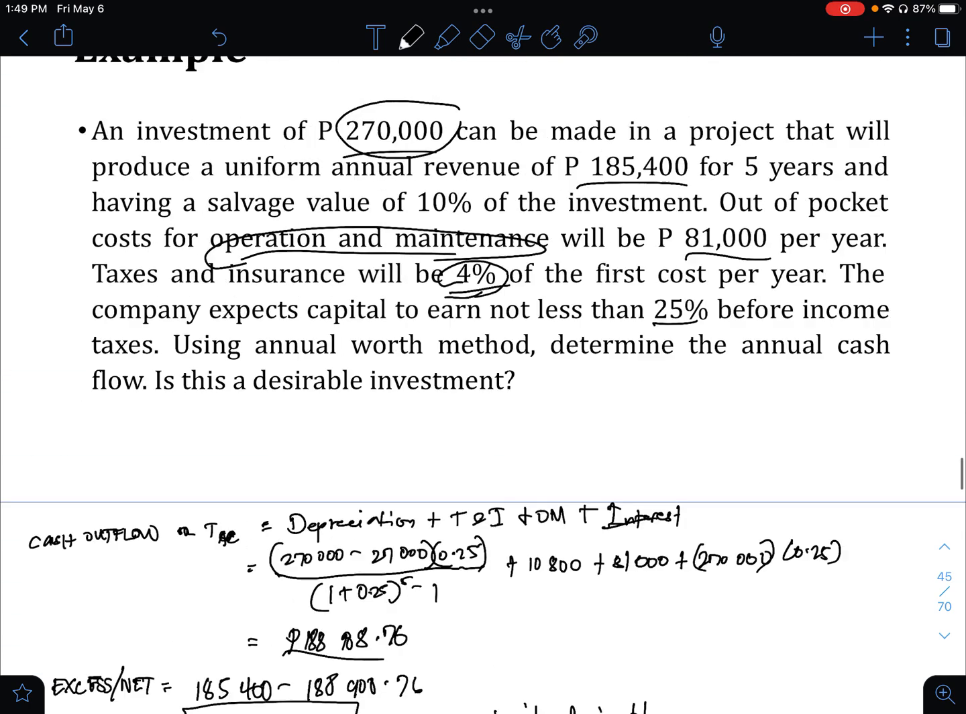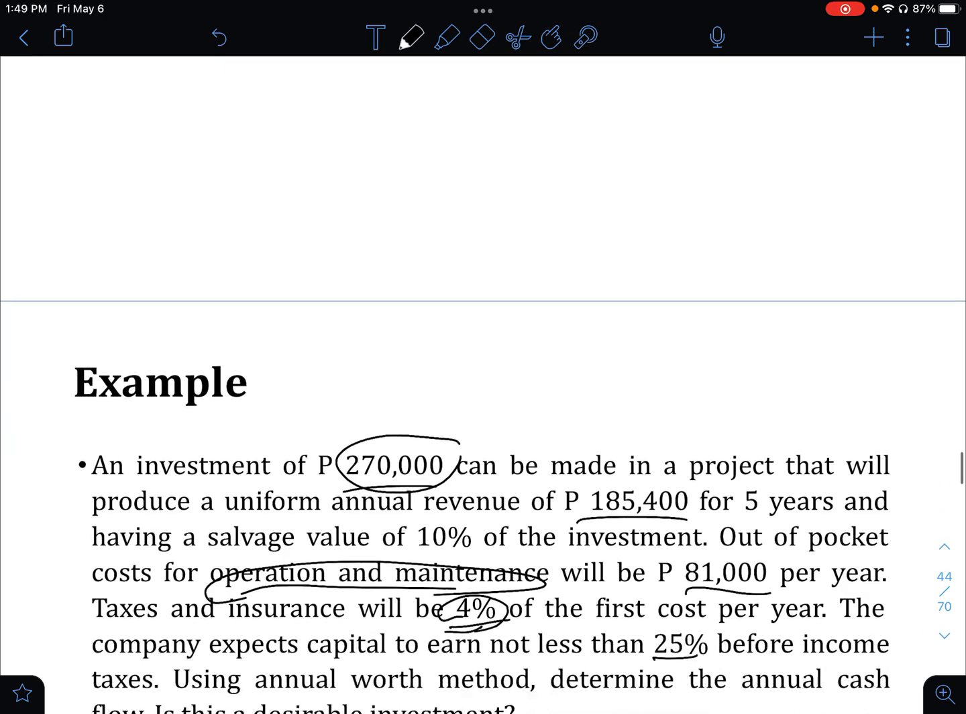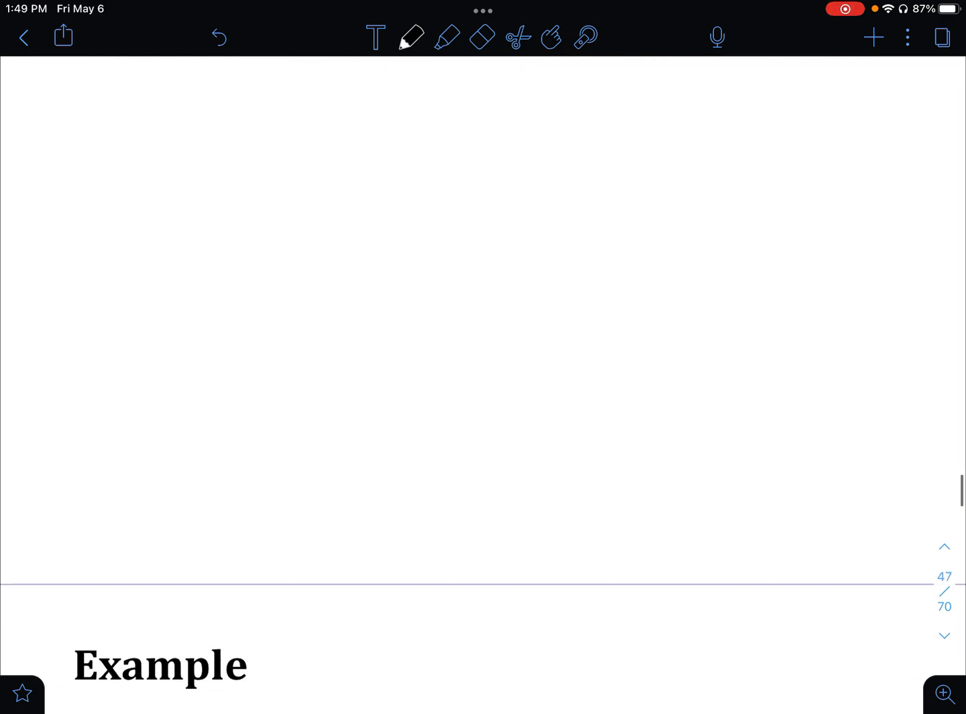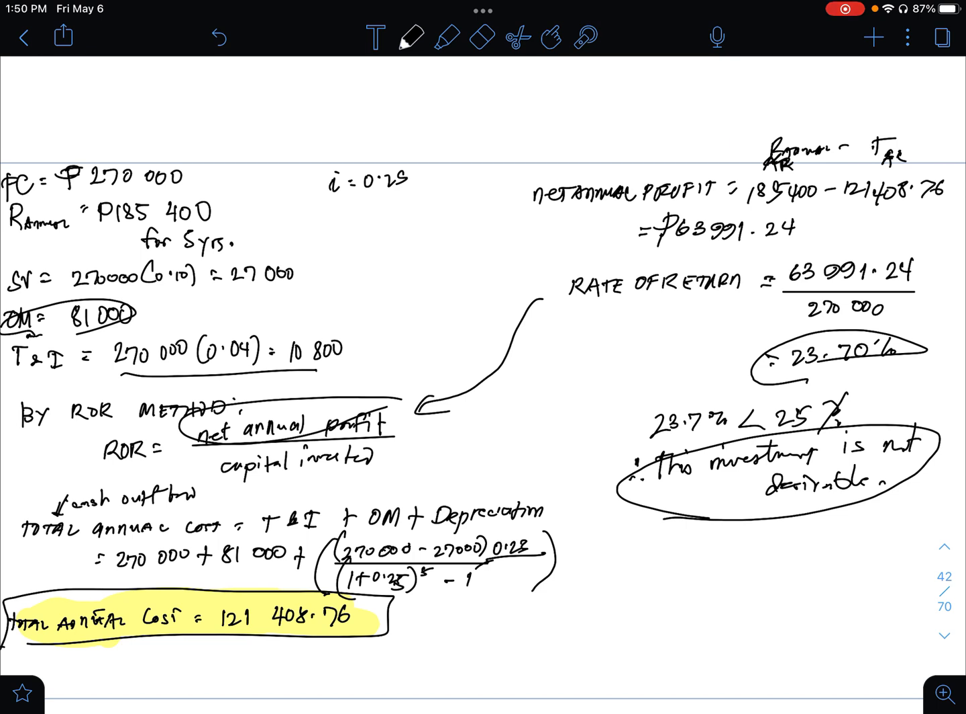That is if you use the annual worth method. So, lahat po ng cash outflow dapat alam natin and lahat ng cash inflow dapat alam natin. So, yan lang po ang i-remember natin with annual worth method. Okay? So, rate of return method, again, in a nutshell, we need to know the net annual profit and, of course, ang capital. So, ang net annual profit is just the annual revenue minus the total annual cost. Divide natin siya to get the rate of return.